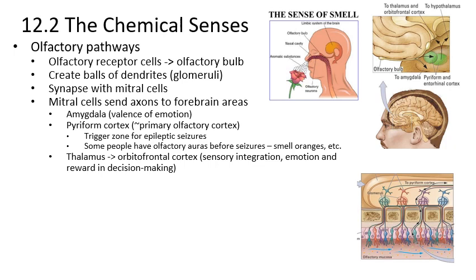Mitral cells also send axons to the thalamus, which, if you remember, is kind of the switchboard in the brain. Pretty much all of the sensory systems and most of the sensory pathways go through the thalamus before that information is sent to other areas of the brain. So in the case of the olfactory system, information goes from the thalamus to the orbitofrontal cortex, which is responsible for sensory integration, emotion, and reward in decision making. And we're going to talk more about the orbitofrontal cortex a little bit later in this section.